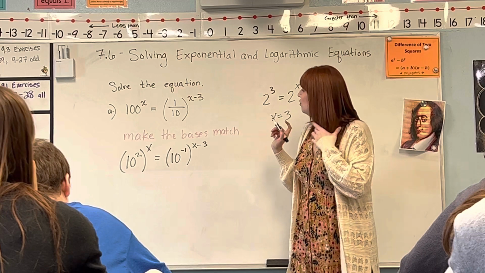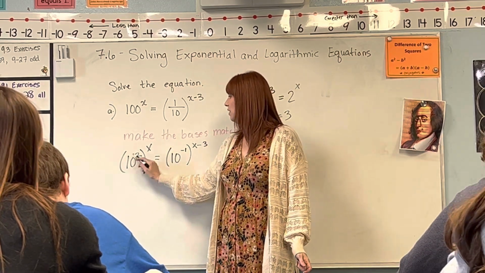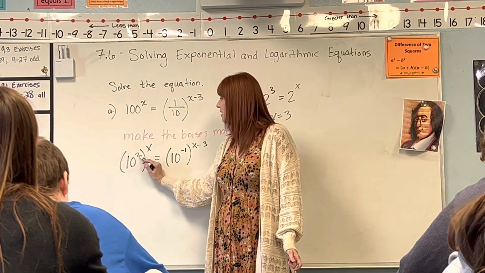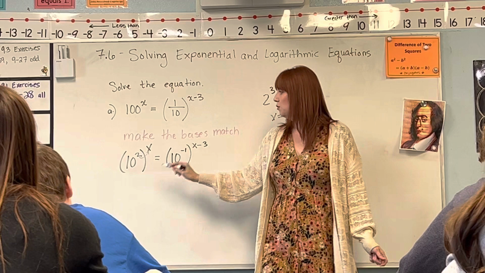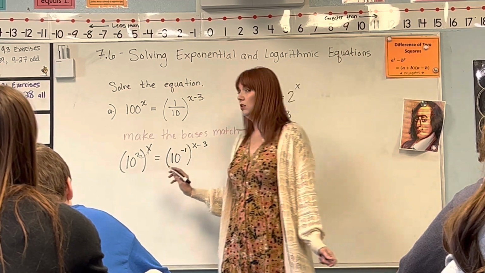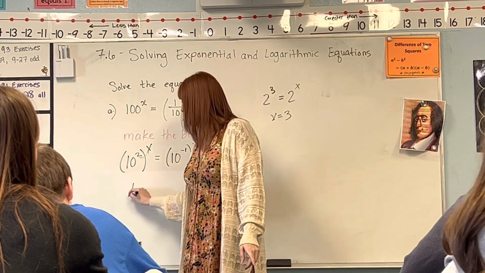Okay, so now we need to get these bases alone and the same. The bases need to be alone, okay. 10 to the x power, what's that rule? What do I do with this exponent? Add. Wait, no, multiply. My bad. You multiply. So 10 to the 2x.